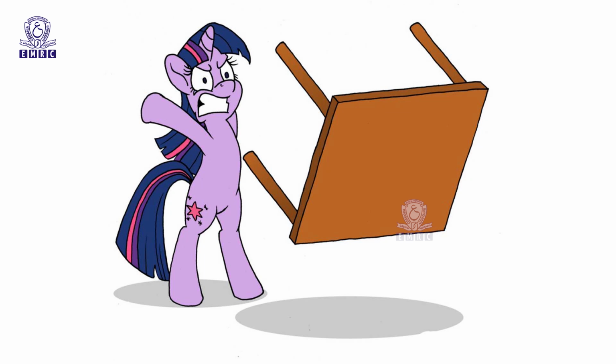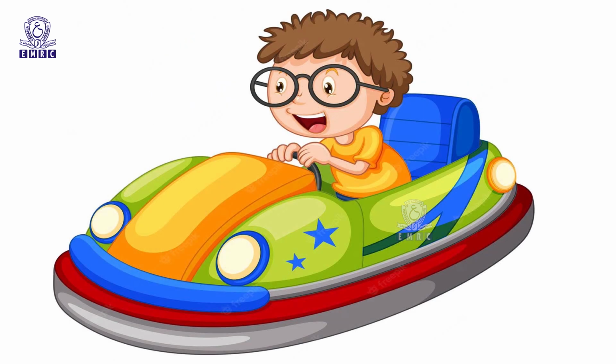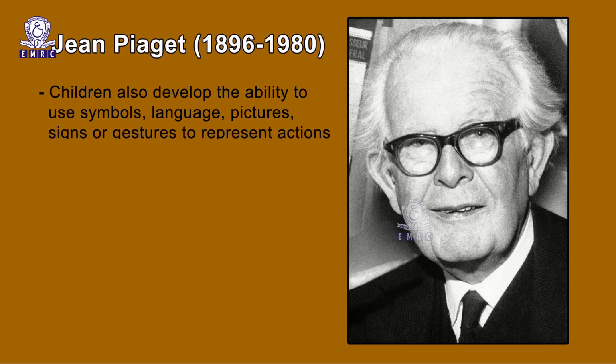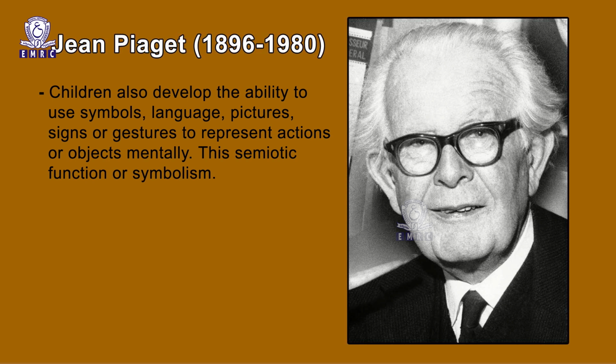An example of this is that children often believe that a table also feels pain if it is hit or kicked. A car does not get started because it is tired, and so on. A child believes that everyone is like him or her. In this stage, children also develop the ability to use symbols, language, pictures, signs or gestures to represent actions or objects mentally. Piaget called this semiotic function or symbolism.